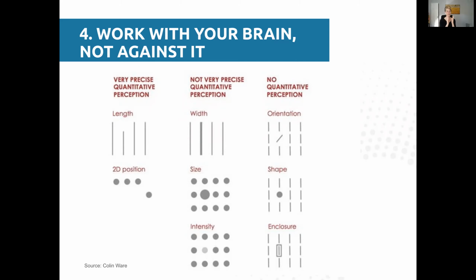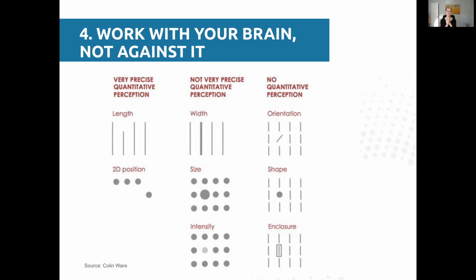So the easiest ways for your brain to understand information is using length and 2D position. You can clearly see the length of those different lines and the changes in position. So when you get to width, it would be hard for me in this middle column to tell you if that bar is twice or 3 times as wide as the other bar, right? I can see that it's wider, but it gets very not precise.